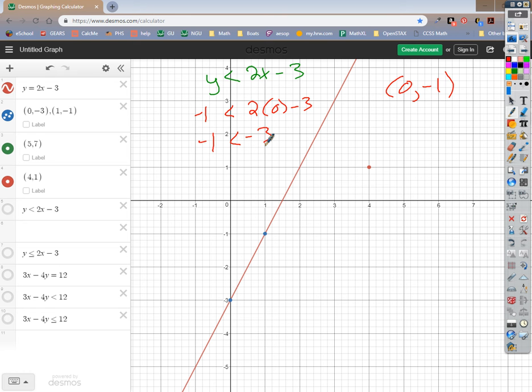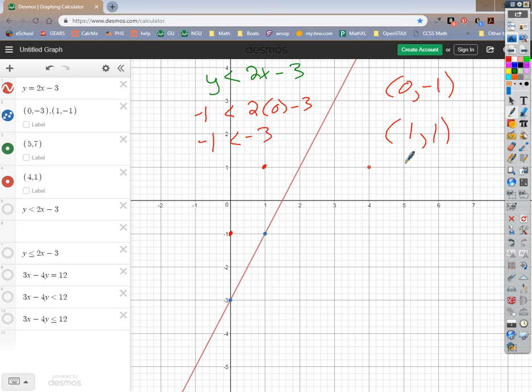So do you think that's going to be part of the solution of this inequality then, if it didn't work? No, it's not. So if we graph the point 0, negative 1, that's not going to be part of the colored part of the graph, whatever that's going to look like for this inequality, right? What if I try the point, how about 1, 1? Is that going to work? I get 1 is less than 2 times 1 minus 3. So I end up with 1 is less than negative 1. True or false? False. So the point 1, 1 is also not part of the solution.